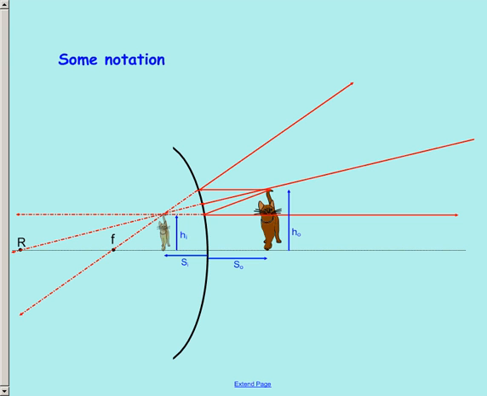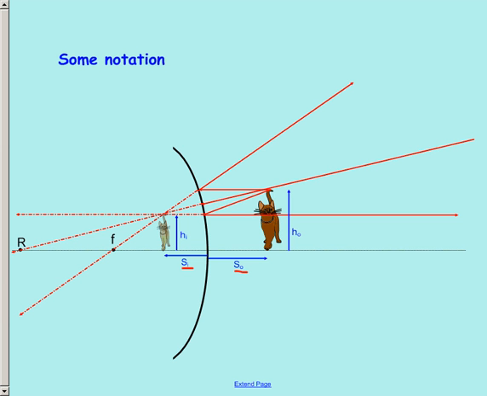Here's our new notation for today. We're going to call the distance from the mirror to the object S with a subscript O. Sorry, I think I said image. So the distance from the mirror to the object, S_O. S is going to stand for distance. The distance from the mirror to the image, S with a little I for image.